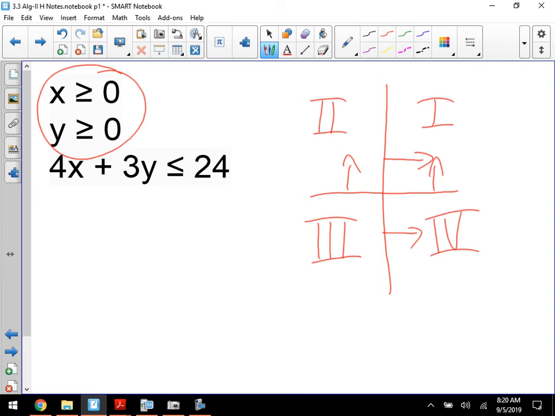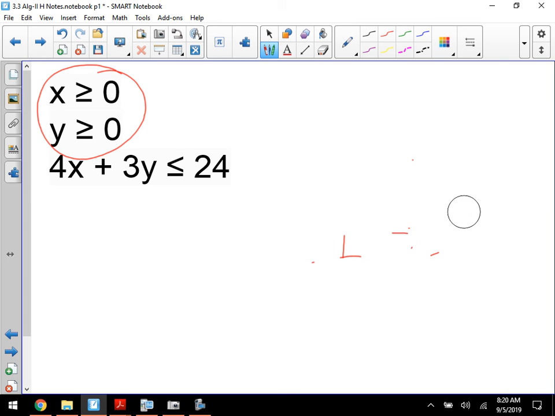So as soon as I know I've got a first quadrant problem, I don't draw all 4 quadrants. I just draw one. All my x values are greater than or equal to 0, all my y values are greater than or equal to 0. I draw 2 arrows on the corners, and I know it's going to be in there somewhere. All right? From there, I just go to the next bit.